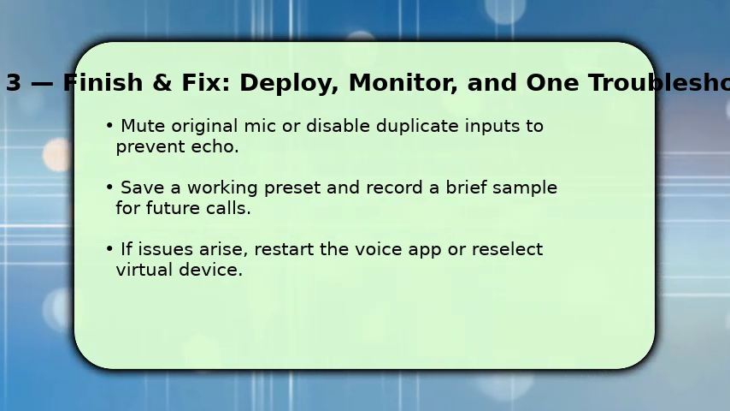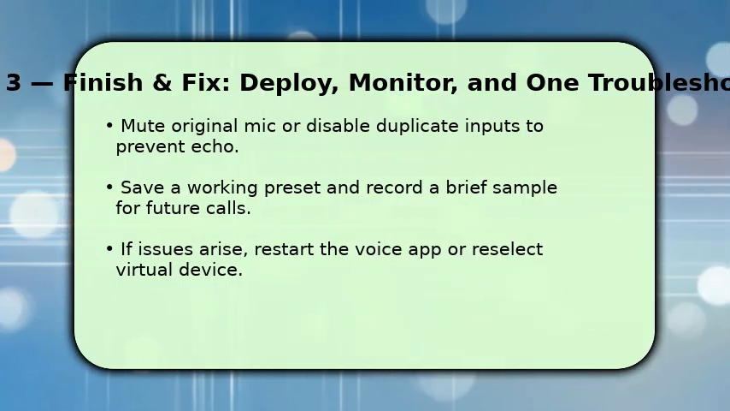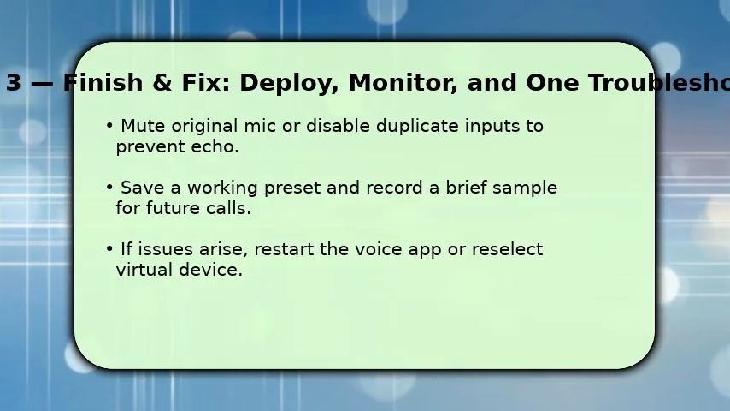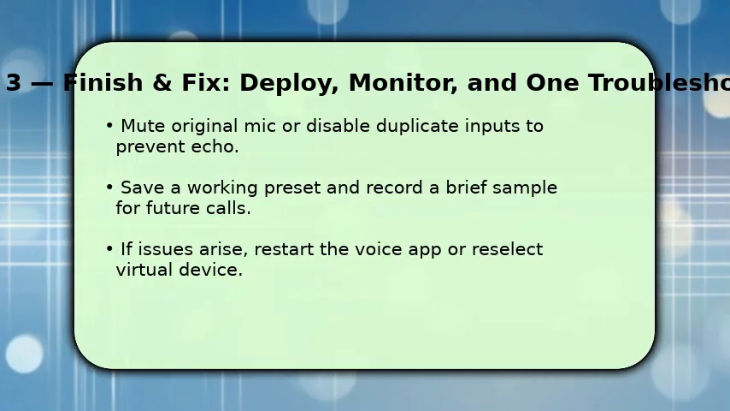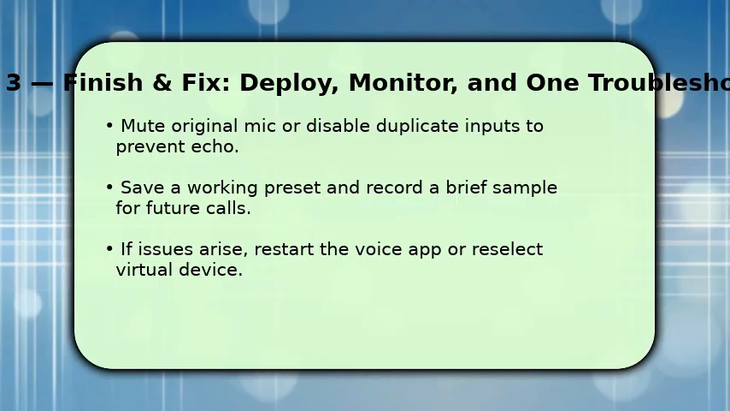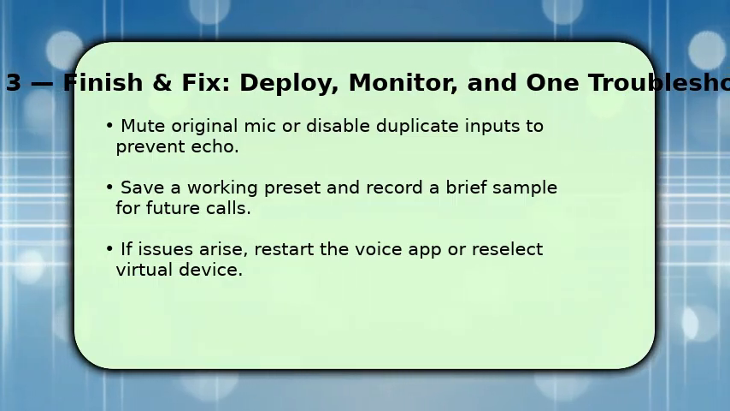Save your working preset so you can recall the exact settings next time and record a short sample call for verification. If something goes wrong, for example, no one hears you or audio is garbled, restart the voice changer, reselect the virtual device in both the OS and call app, and verify permissions. This simple restart fixes most routing and permission glitches.